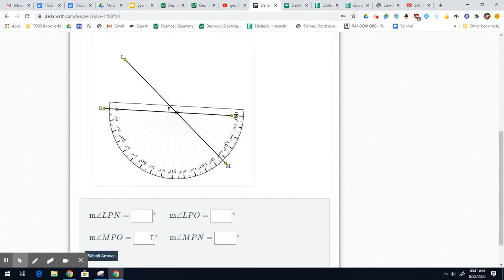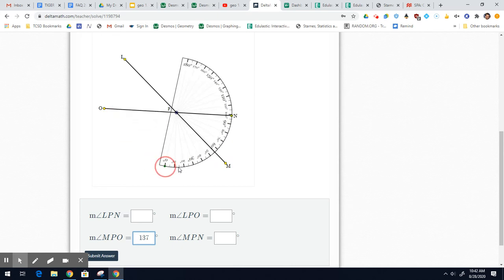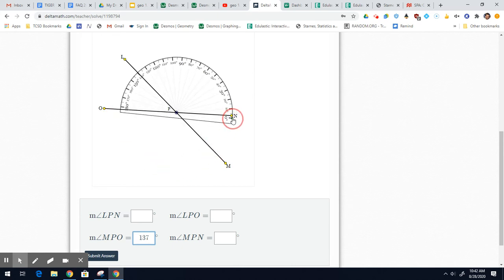So that's MPO. It doesn't matter what angle you do next, but let's go ahead and do the vertical angle to MPO. The vertical angle to MPO would be LPN, right? So I'm going to swing this protractor around to N. And now again, they're vertical. By the vertical angles theorem, they should be the same. So let's see. 0, 130, 135. There it is, 137. So LPN should also be 137.